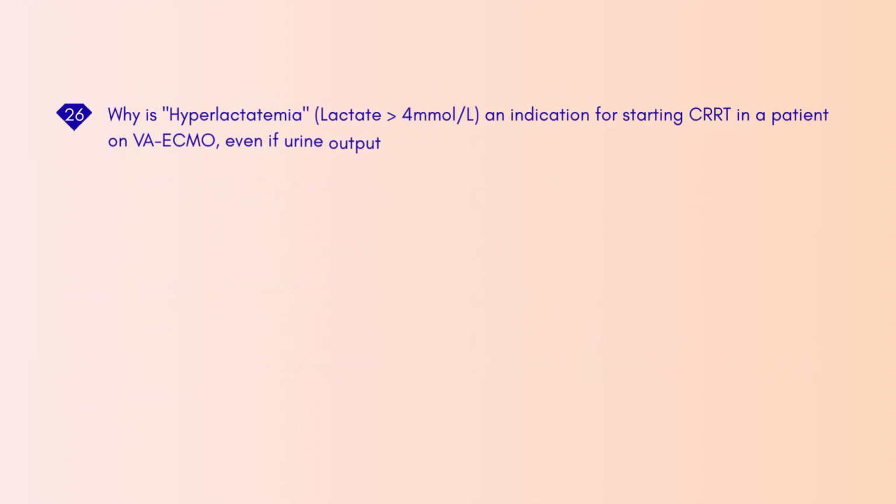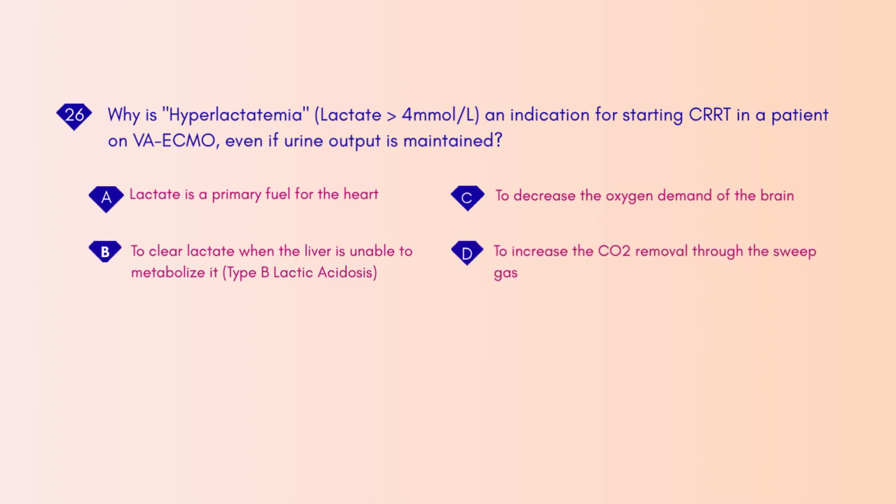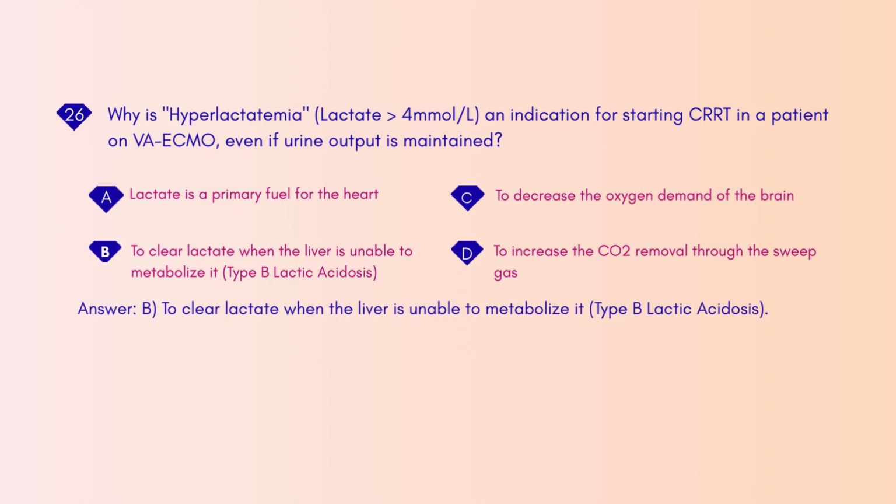Why is hyperlactatemia, lactate greater than 4 millimoles per liter, an indication for starting CRRT in a patient on VA-ECMO, even if urine output is maintained? A. Lactate is a primary fuel for the heart. B. To clear lactate when the liver is unable to metabolize it, type B lactic acidosis. C. To decrease the oxygen demand of the brain. D. To increase the CO2 removal through the sweep gas. Answer: B. To clear lactate when the liver is unable to metabolize it, type B lactic acidosis.